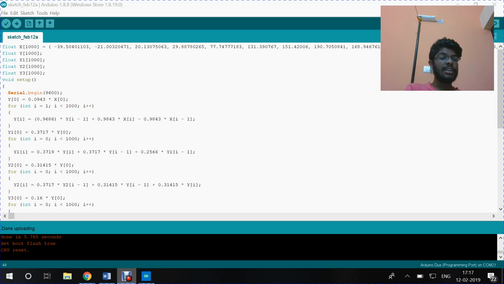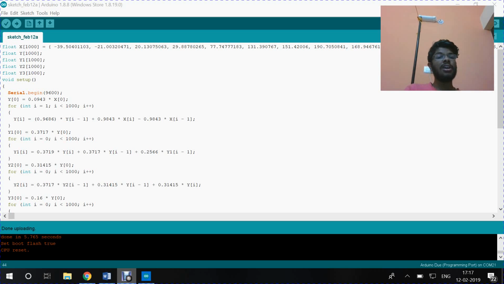By doing this, we'll find R, which means at what distance the zero is placed and as well as the pole is placed. From that we will be able to calculate the transfer function, and from the transfer function we derived the equation of the high pass filter as y of n is 0.9686 into y of n minus 1 plus 0.9843 into x of n minus 0.9843 into x of n minus 1. As the loop starts from 1, the initial value is taken as y of 0 is 0.0943 into x of 0. Now we have performed the high pass filter.